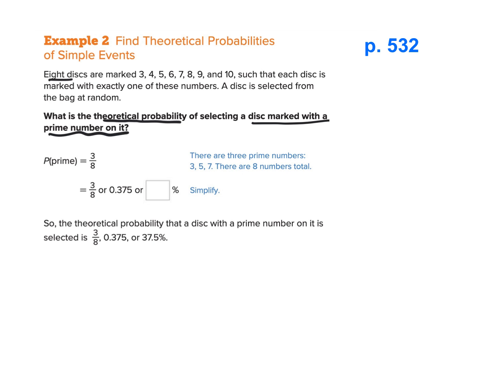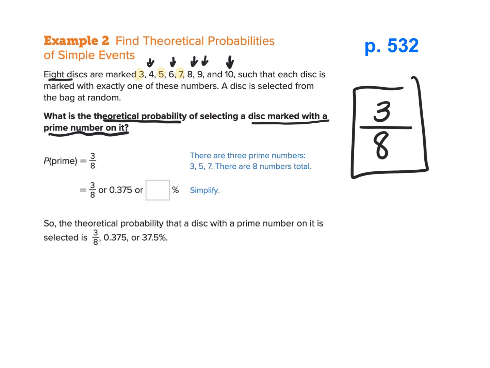So prime numbers are numbers that nothing goes into except 1 and itself. Like nothing goes into 3 except 1 and 3. Nothing goes into 5 except 1 and 5. Nothing goes into 7 except 1 and 7. All the rest of the numbers, other things go into, like 2 goes into 4, 3 goes into 6, 4 goes in there, 3 goes in there, 5 goes in there. So there's only 3 prime numbers. So the chance of getting a prime number is 3 out of 8 total things in there.